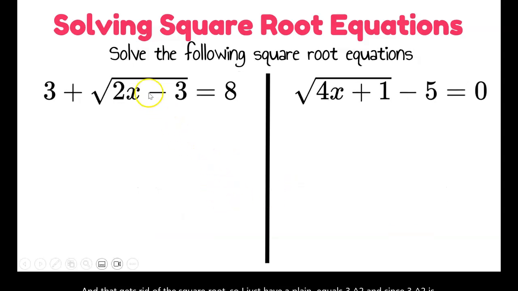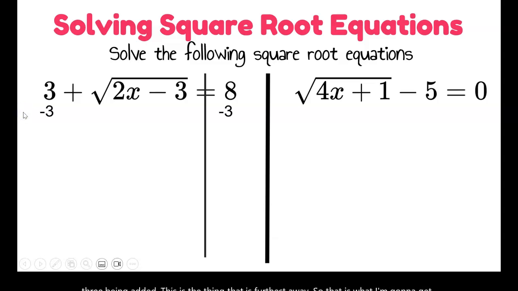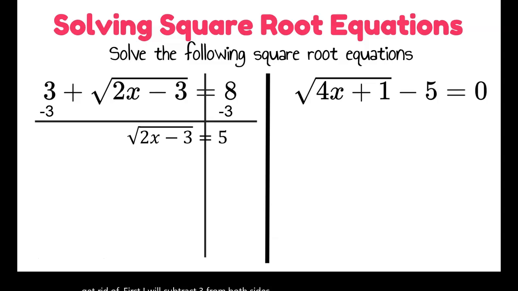Now I see something a little more complicated. There's a bit more involved here, but it is the same idea. Okay, I want to start with the thing that is furthest away from x. So the 2 is right next to it, then there's a minus 3, a square root outside of it, and then there is a 3 being added. This is the thing that is furthest away, so that is what I'm going to get rid of first. I will subtract 3 from both sides. Square root of 2x minus 3 equals 5. I want to get rid of the square root first, so I will square both sides.